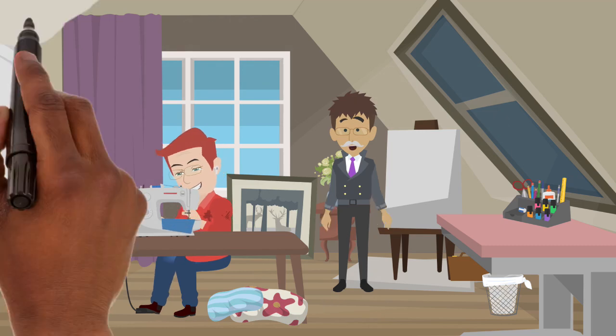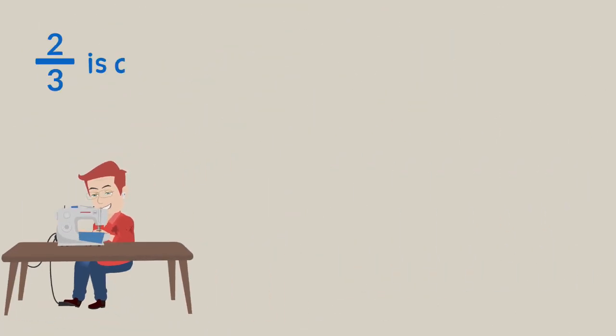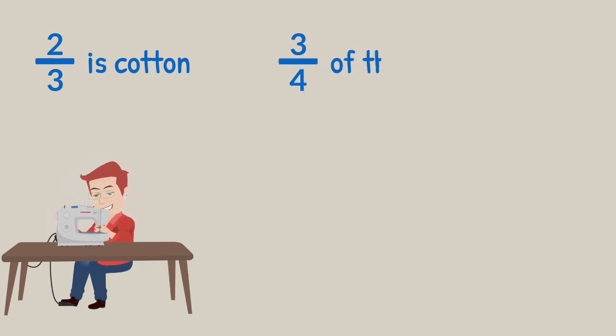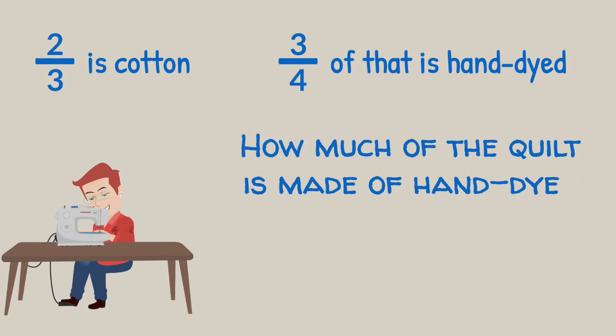Let's use the area model to practice a few problems. 2/3 of Max's quilt is cotton. 3/4 of the cotton material is hand-dyed. How much of the quilt is made of hand-dyed cotton?